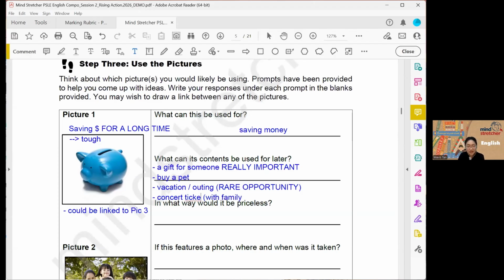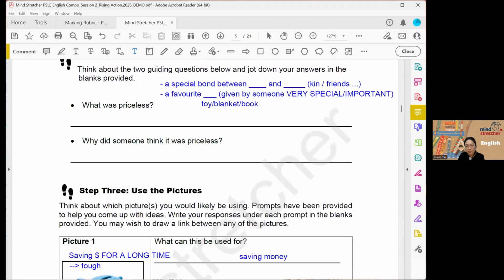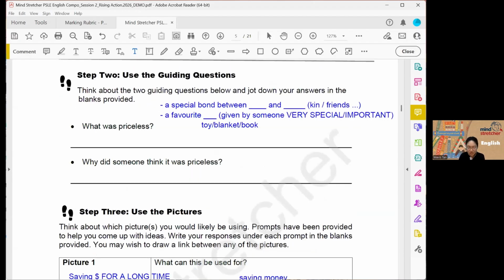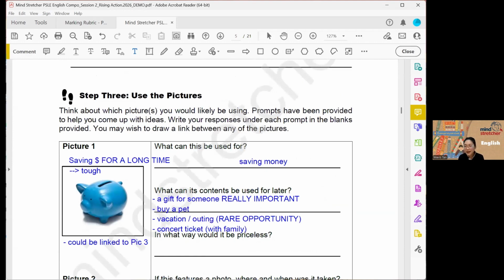And some students will say, teacher, so can I... no, it doesn't have to be a gift. It's just something priceless, okay? So priceless for yourself, but joy is doubled when shared, okay? So concert ticket with your family, okay? So I can add tickets with family. Really important, and go somewhere that you can appreciate, something memorable.